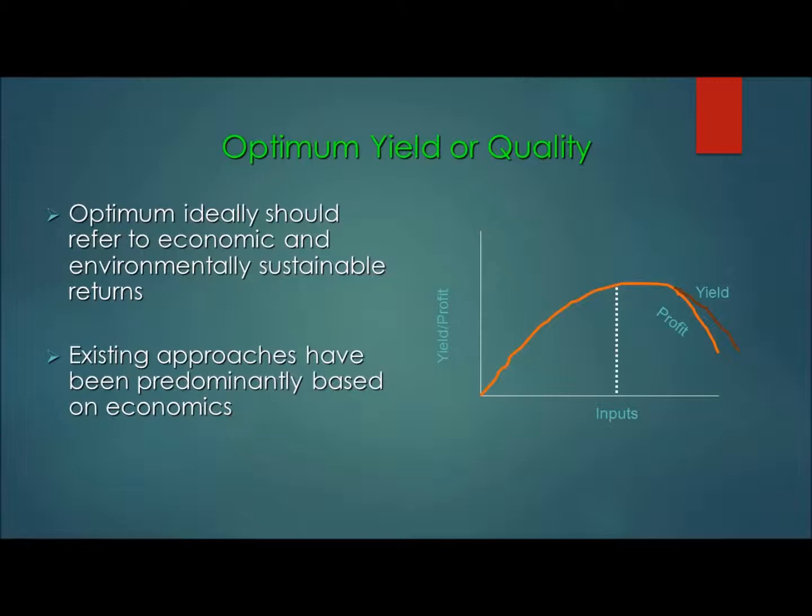So when that happened, there are a lot of balancing acts that we had to do, and we're still doing that. If you see this graph here, as you increase the inputs, eventually there will be a point where they'll start stabilizing. You can't increase the yield much. However, what happens is the profit falls.